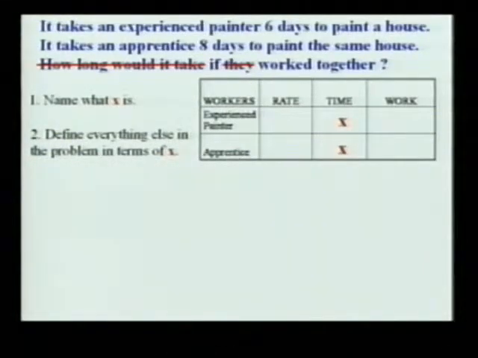Well, this is the new thing for work. If you knew how long it took somebody to do something, their rate was 1 over that number. Certainly. So for instance, the experienced painter took 6 days to do it, his rate is 1/6. The apprentice took 8 days to do it, so his rate is 1/8. We cross that out.